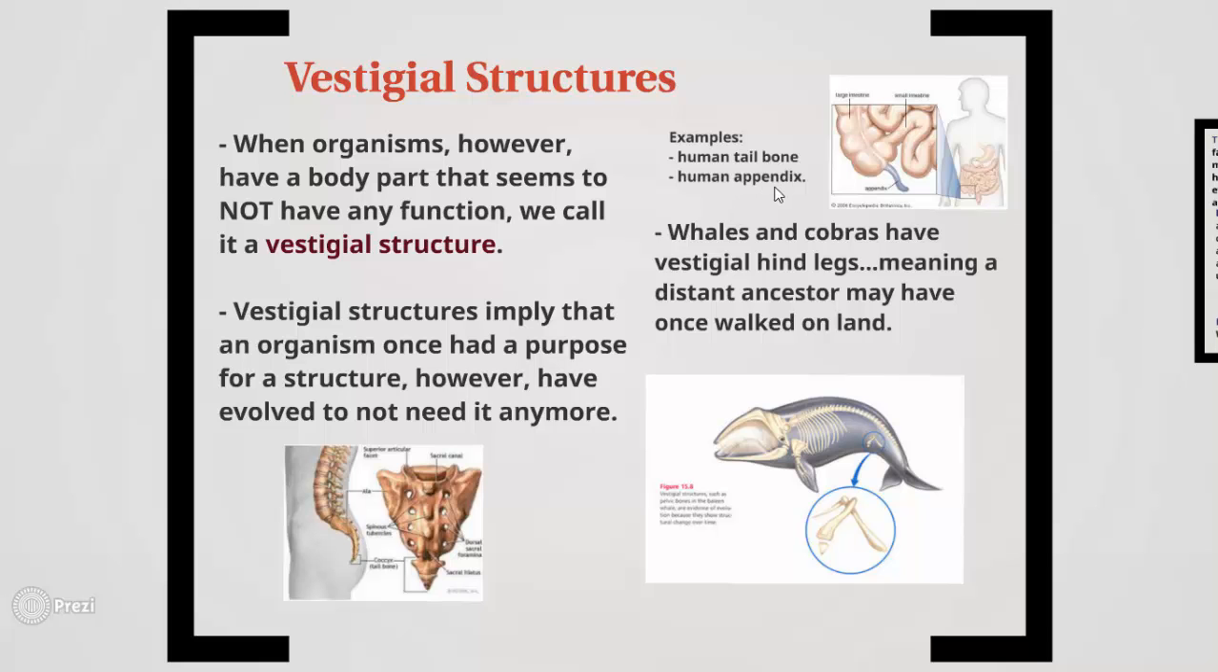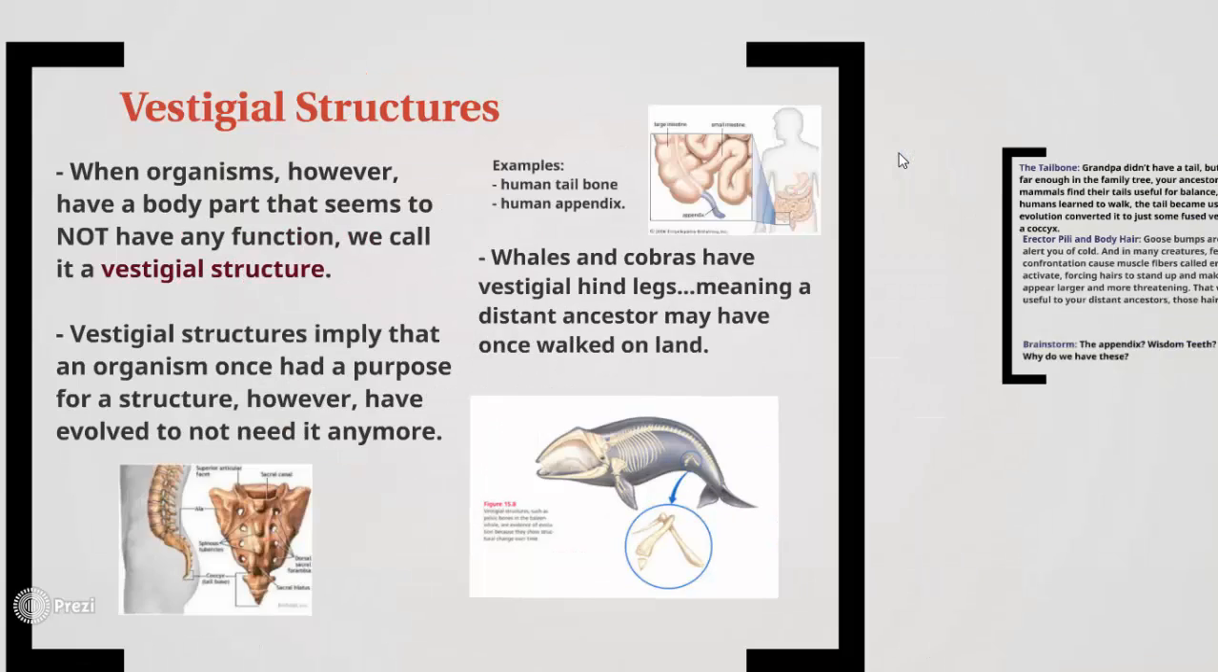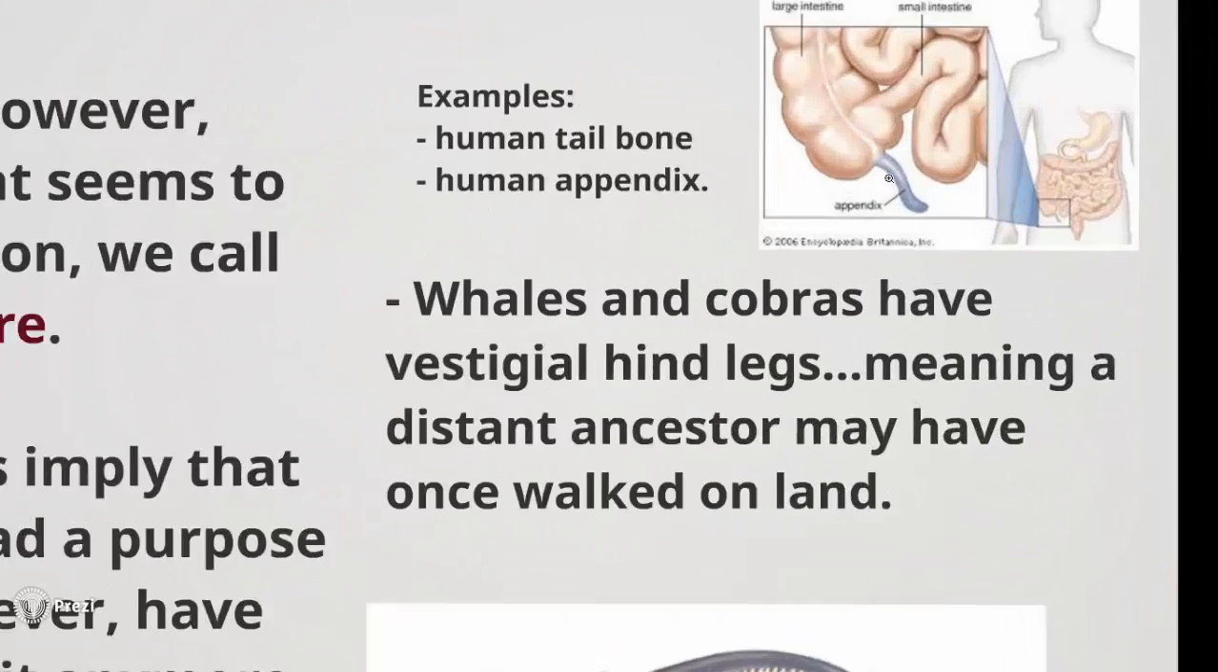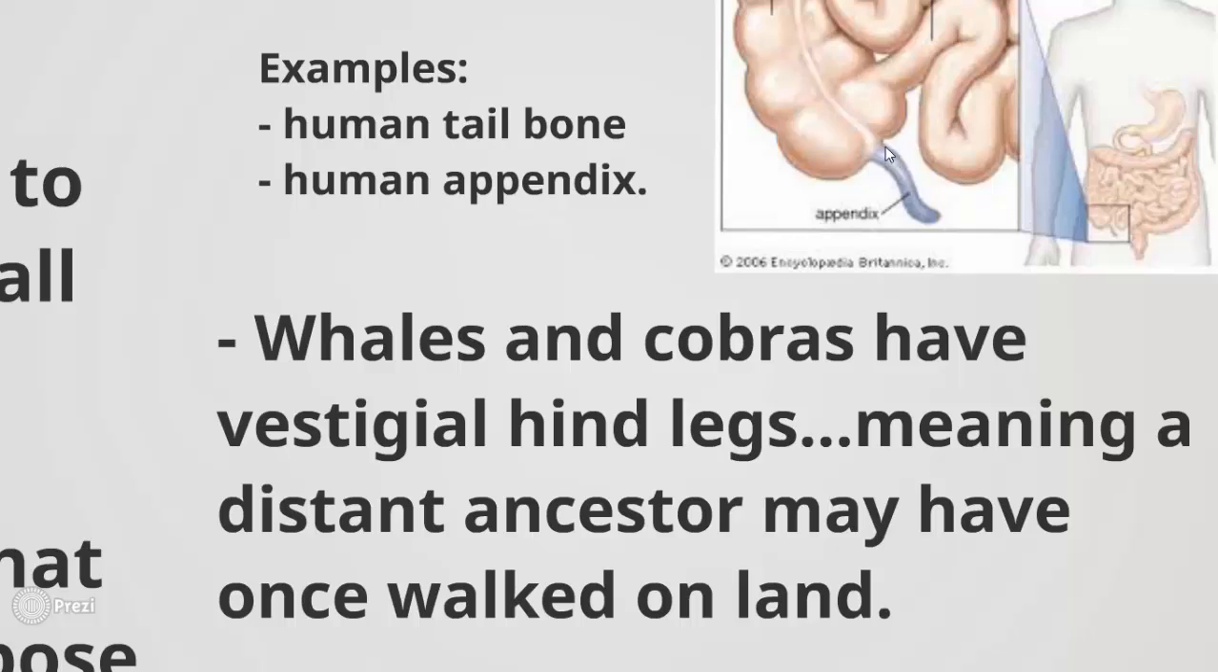And we have the appendix. The appendix is a small part that kind of just comes off of our large intestine, and some people get it removed. Sometimes it gets really inflamed or it explodes in the body and you have to get it removed surgically.